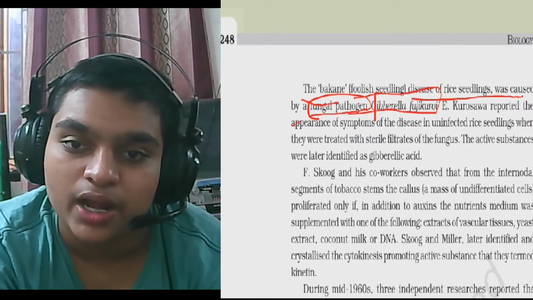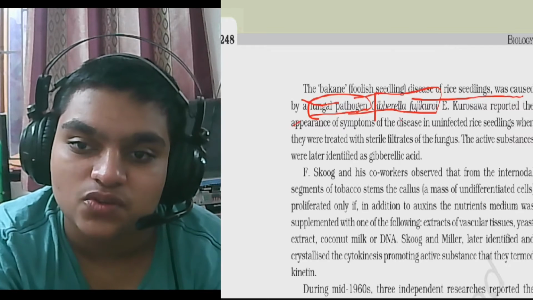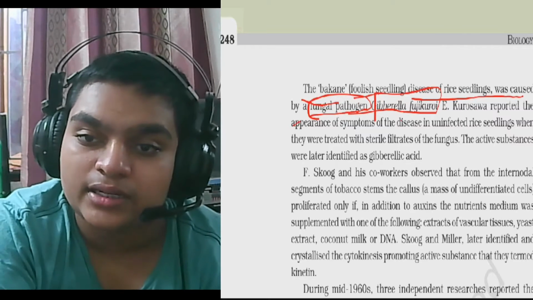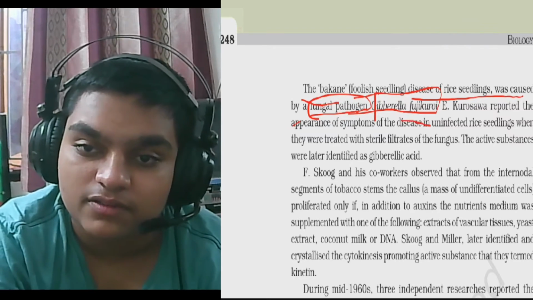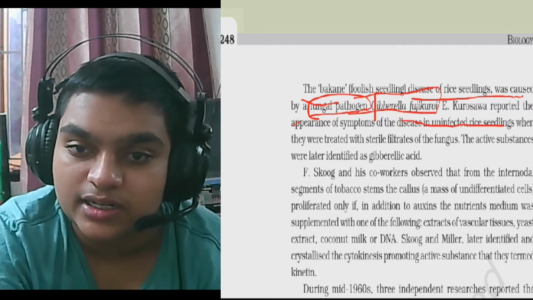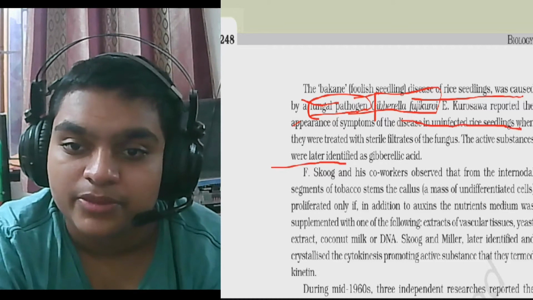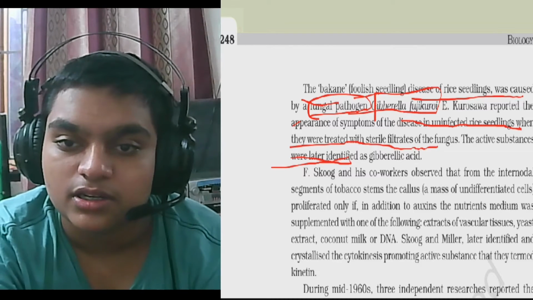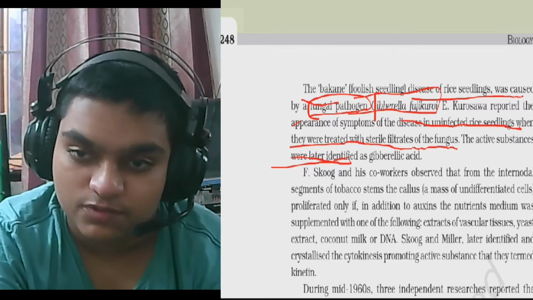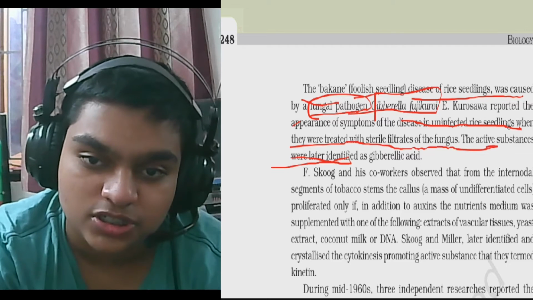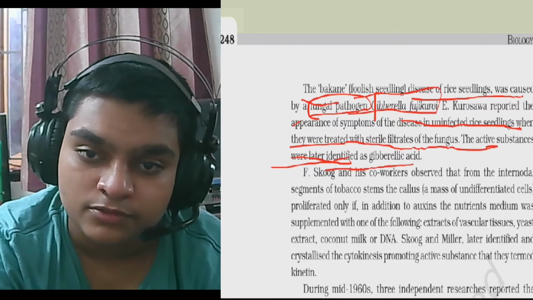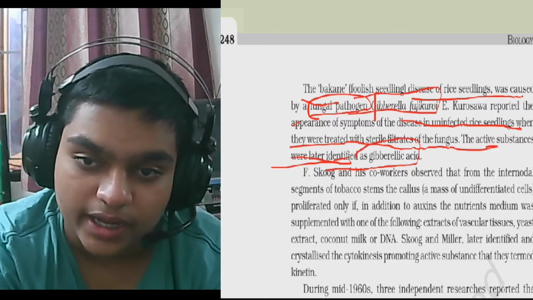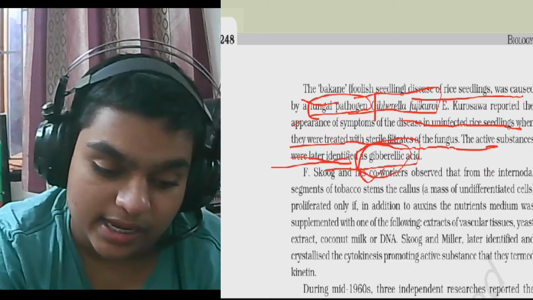E. Kurosawa reported the appearance of symptoms of the disease in uninfected rice seedlings when they were treated with sterile filtrates of this fungus. This active substance was later identified as gibberellic acid.